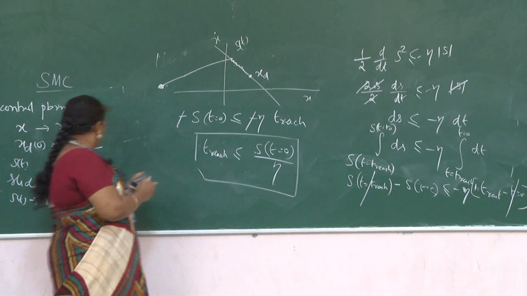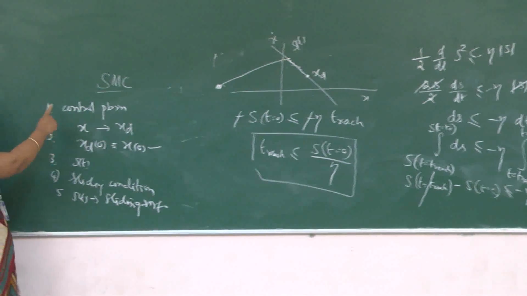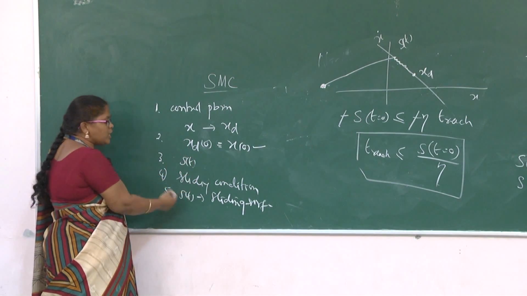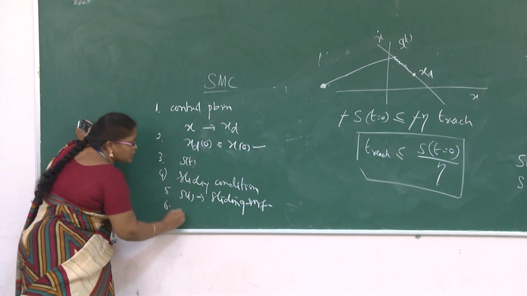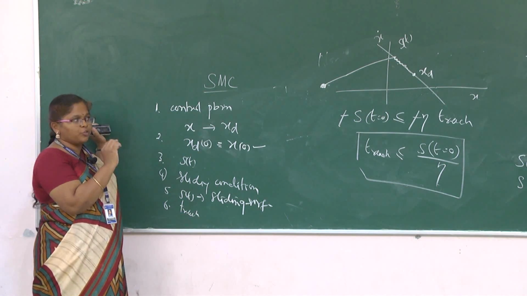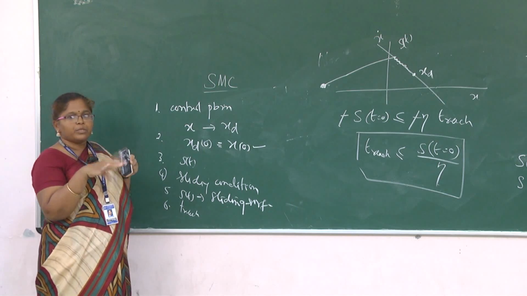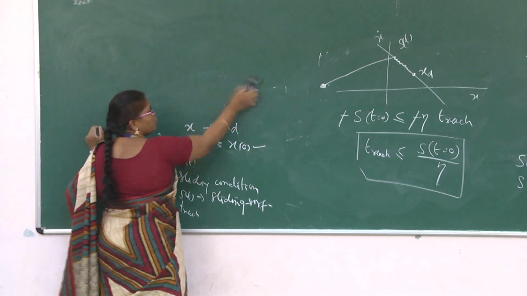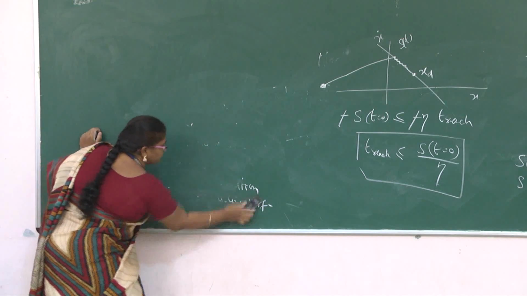So we have designed the control problem, the sliding condition, the sliding surface, and the last one, that is t reach. So what is the time taken for the trajectory to reach the sliding surface? Now I am going to take one problem to see how the sliding mode control works. A simple problem.